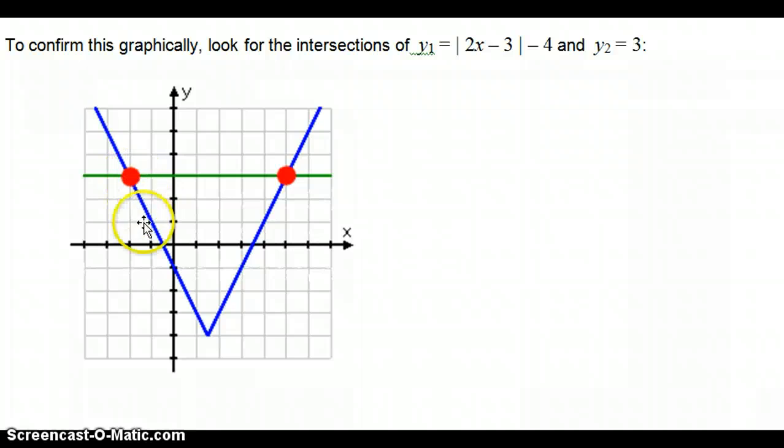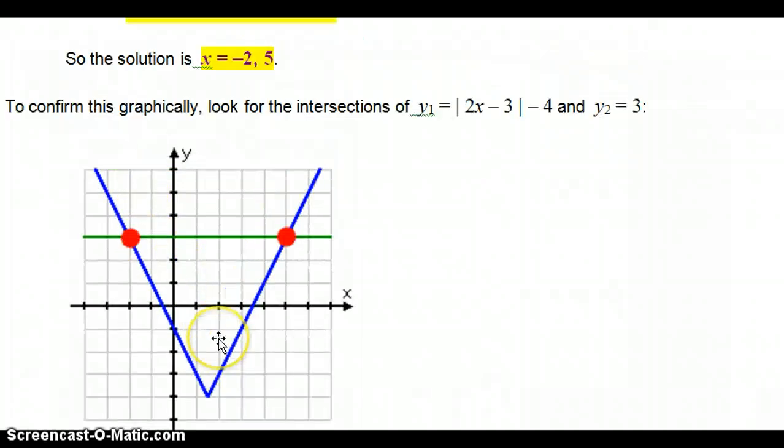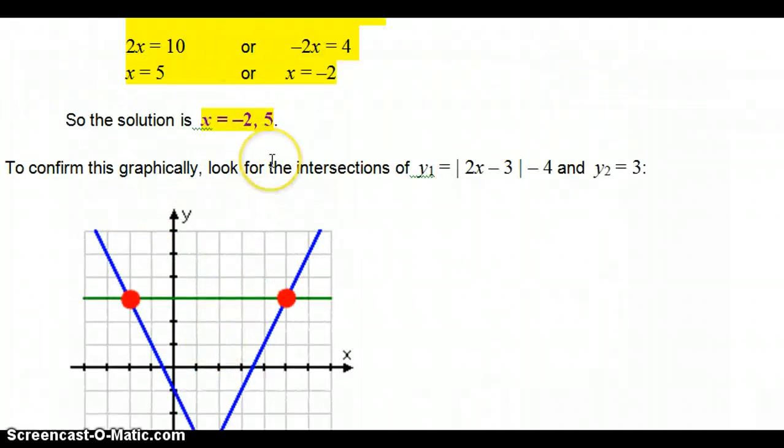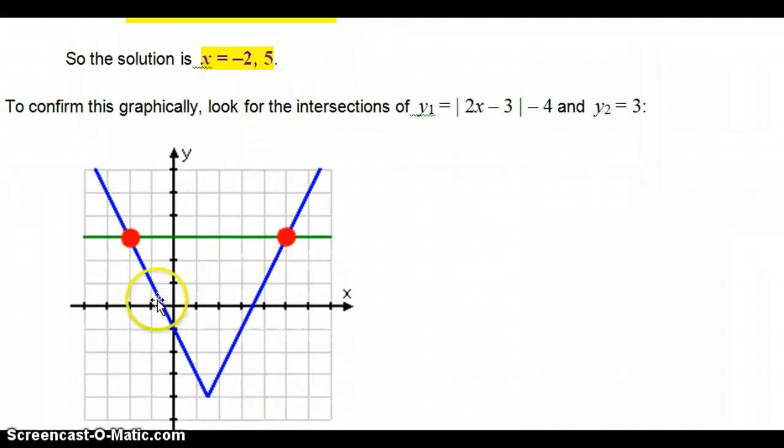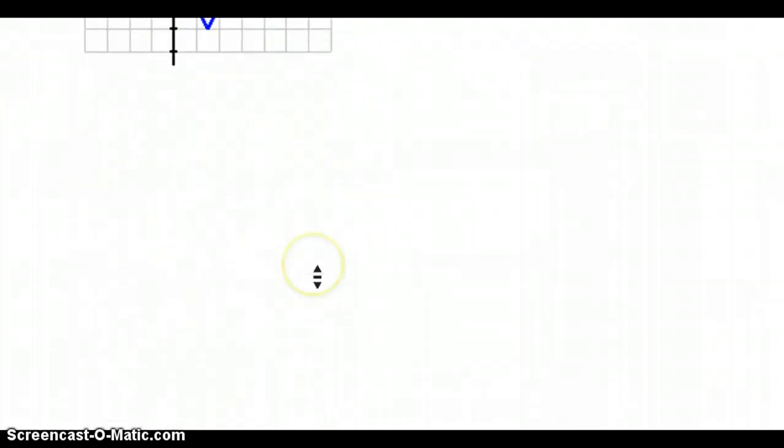So here we know the intersection based on what we wrote algebraically was negative 2, so we go here negative 1, negative 2, and it hits the line there. And then 5. So we go 1, 2, 3, 4, 5, and that's where it hits it right there. And that's all for the lesson.